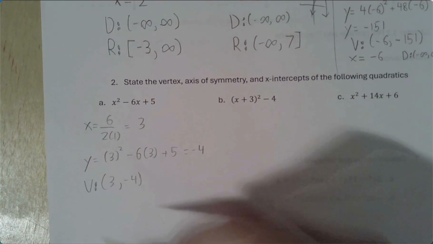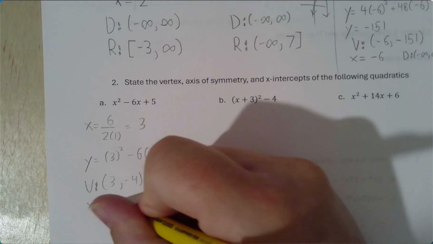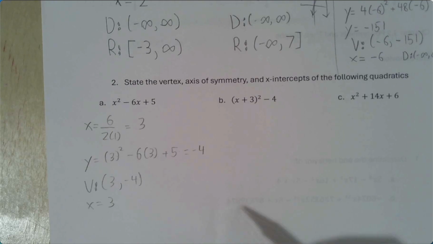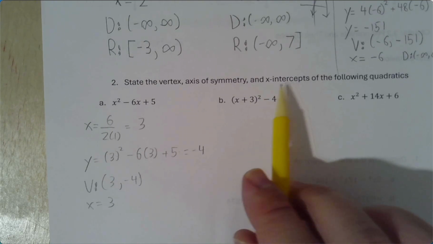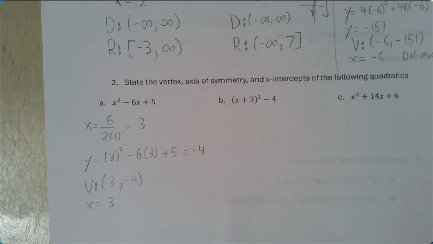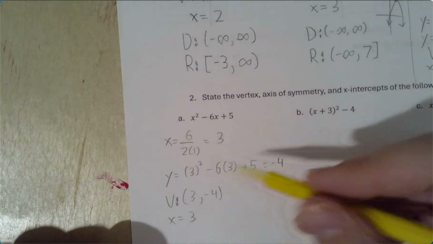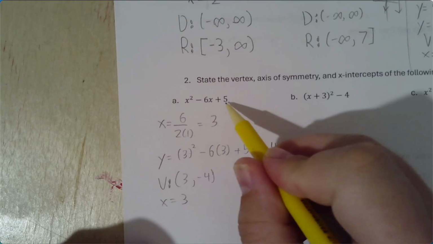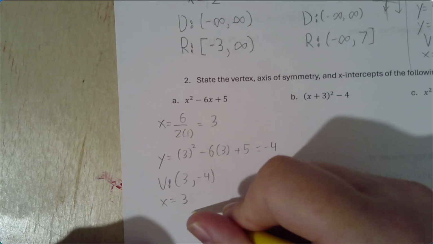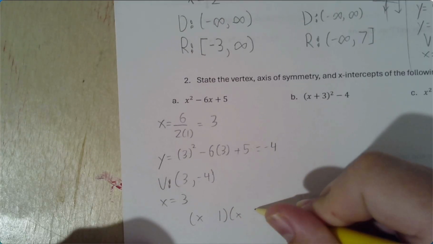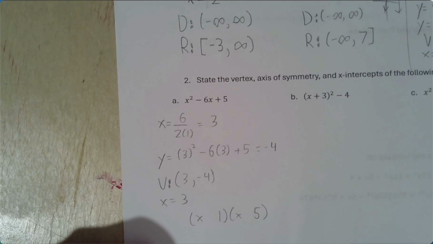The axis of symmetry, again, we know what that is. It's going to be x equals 3. It is a vertical line that crosses through the x-axis at 3. Now, finally, I want to find the x-intercepts this time. Now, the x-intercepts, we said, would be done by using factoring or the quadratic formula. And so the question is, can this be factored? And the answer is yes. There are factors of 5 that add to 6. And they are 1 and 5, so there's a way to write this in factored form.